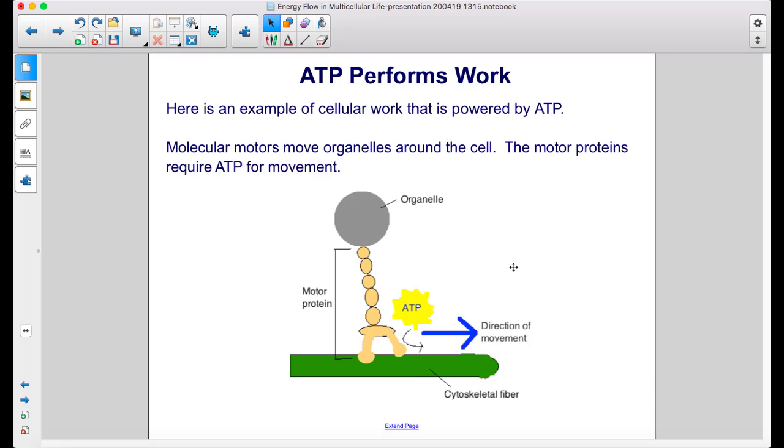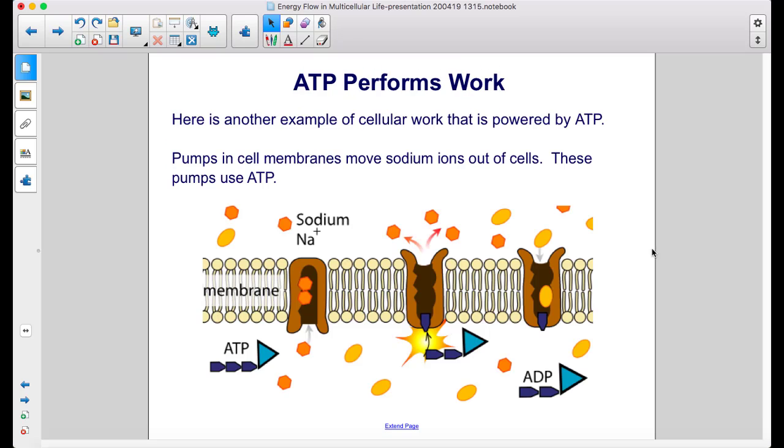Here's an example of cellular work that is powered by ATP. Molecular motors move organelles around the cell. The motor proteins require ATP for movement. Here's another example of cellular work that is powered by ATP. Pumps in cell membranes move sodium ions out of cells. These pumps use ATP.